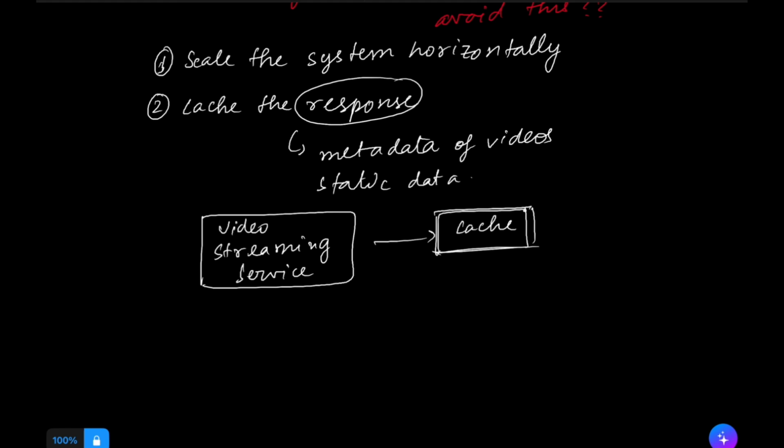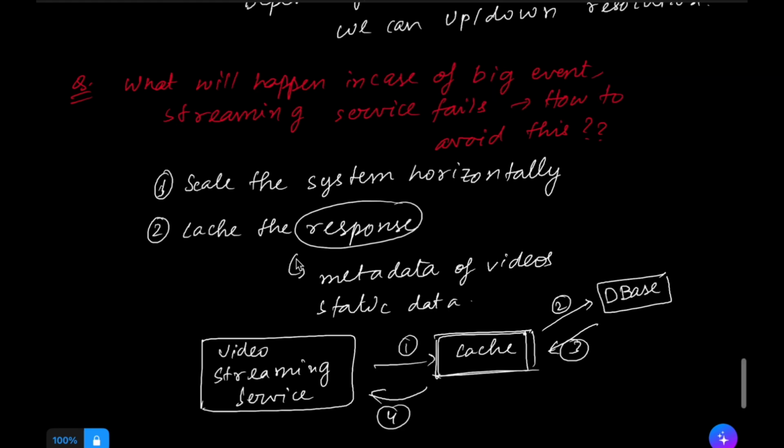If anyhow the requested data is not present in the cache, it goes to the database. The database updates the cache, and in turn it also serves the video streaming service. So this is the flow of requests which is handled in case the requested data is not present in cache. So this is how we can avoid failure in a big streaming event.